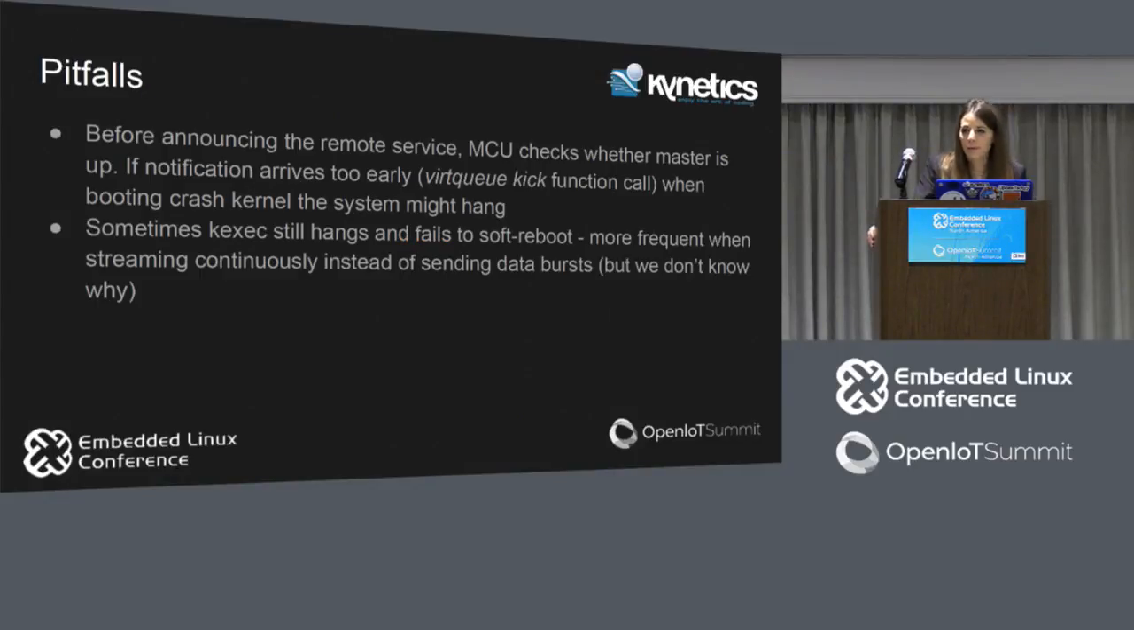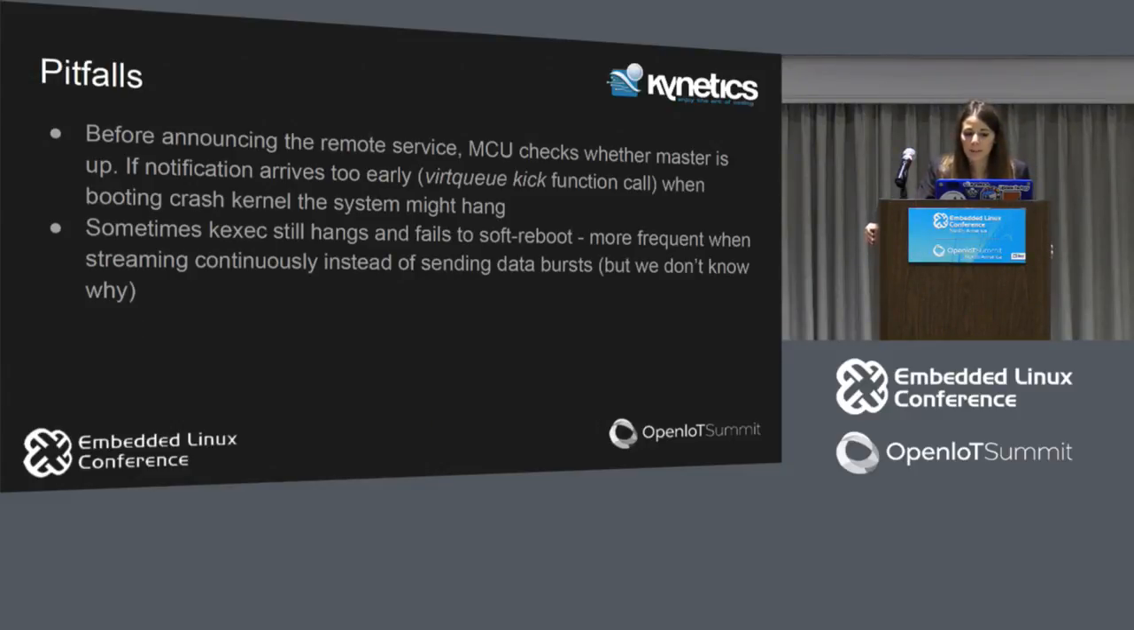OK, so here are the problems that we encountered during the development of this demo application. First of all, before announcing the remote service, the remote core actually checks whether the master core is up or not. We saw that if this notification arrives too early in the booting process of the crash kernel, the system might hang. So we did a kind of workaround by adding a delay between the moment that the remote core realizes that the master core is dead and the moment where it tries to reinitiate the RP message channel. But we didn't understand very well why the system hangs sometimes when this notification arrives too early.